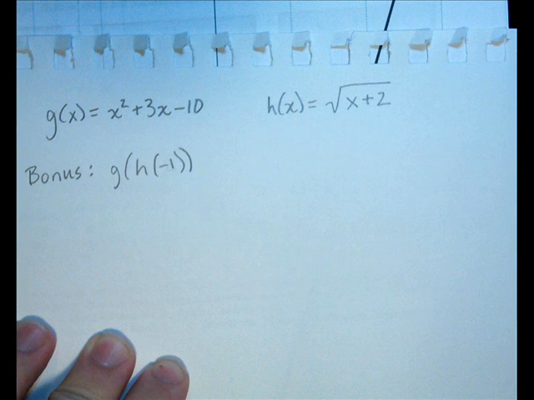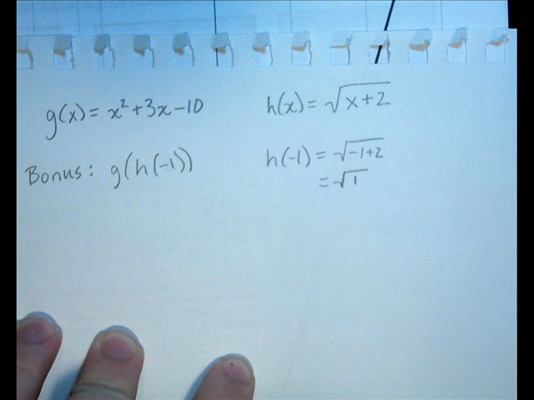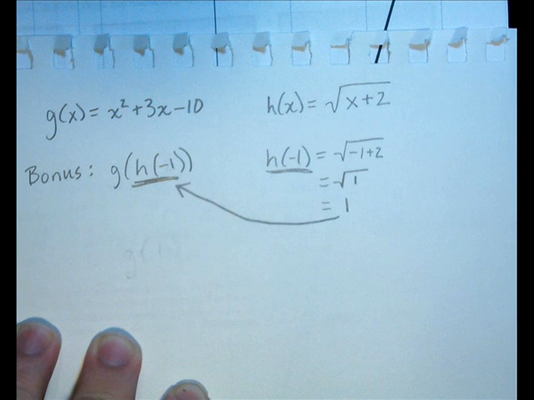Now we just did this one, but I'll work it out again real quick. H of -1 equals the square root of -1 plus 2. We're just replacing x with -1. Simplify that and you get the square root of 1. Simplify that and you just get 1. Okay, now if you look, we have g of h of -1, but we just found out that h of -1 is equal to 1.